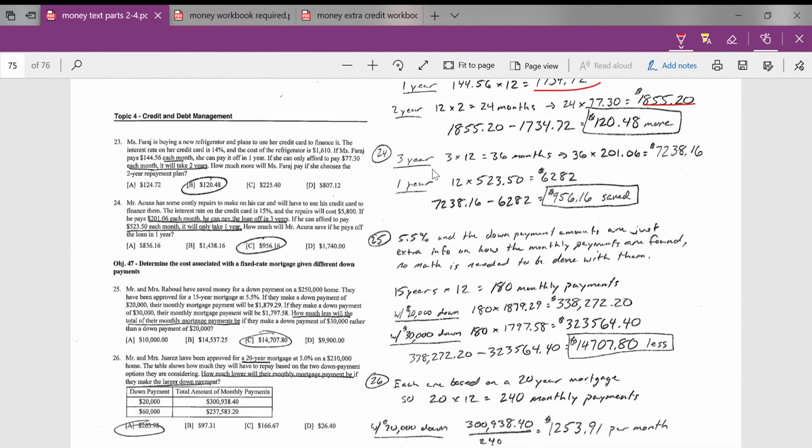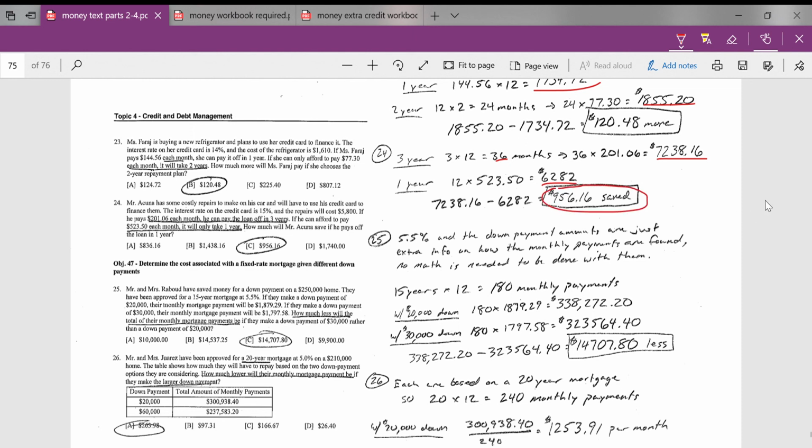We've got a 3-year plan. It's 36 months times the monthly payment, so it's going to cost this much. 1 year, 12 months times the payment. It's going to cost you this much. Subtract them. That means you save that much.